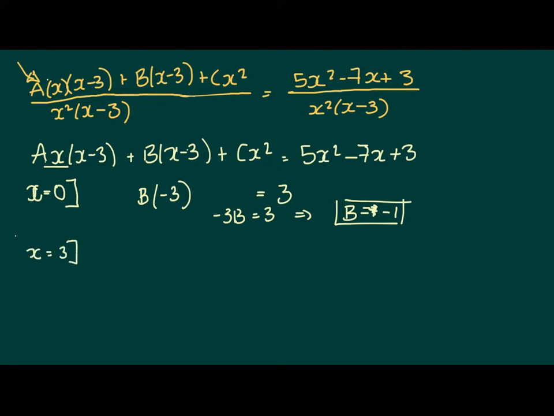Okay, another x value that would be a good one to pick would be x equals 3. Because in this first fraction, we'd end up with 3 take away 3, which is 0. And in b, we would end up with 3 take away 3, which is 0. And so we would just be finding out what c is. So we end up with 0, 0, and then 9c. And that equals 5 lots of 3 squared, minus 7 lots of 3, and 3.